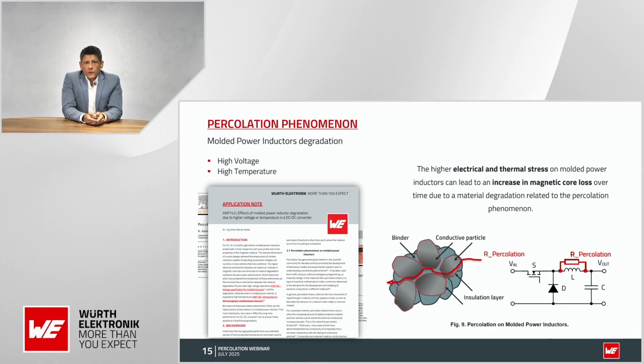But here is the summary of this percolation. We can model it by putting a resistor in parallel to the inductor. So let us say that higher electrical and thermal stress on molded power inductors can lead to an increase of the magnetic core losses or eddy core losses. There is still the open question, okay, are they really eddy current losses or a new kind of losses? At the end, it's an increase of the core loss, and that has to do with the flow of energy through the material.